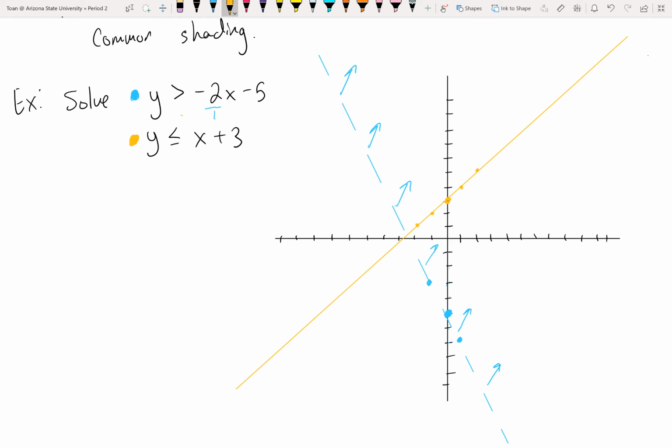For the shading, I read the inequality. It says less than, so less than makes me think of down. So I'll go ahead and shade downwards. And again, I'm just going to draw arrows to remind myself where to shade because I don't want my paper to get messy.